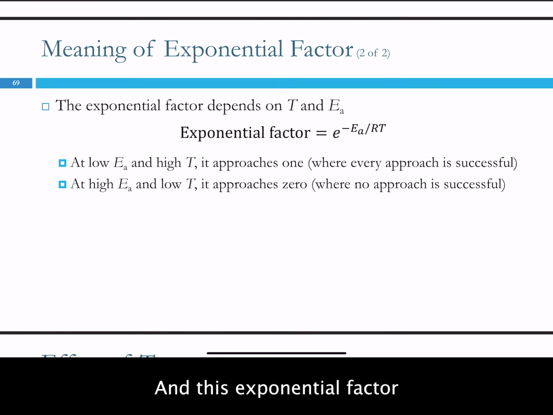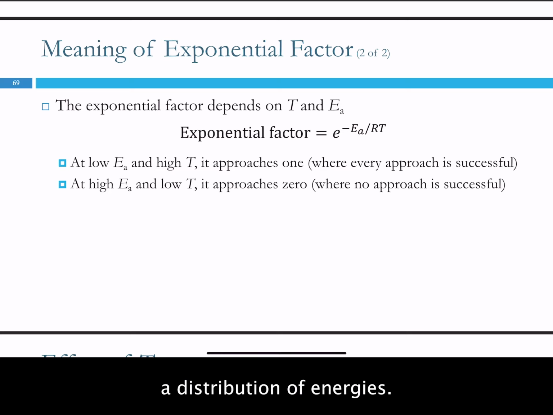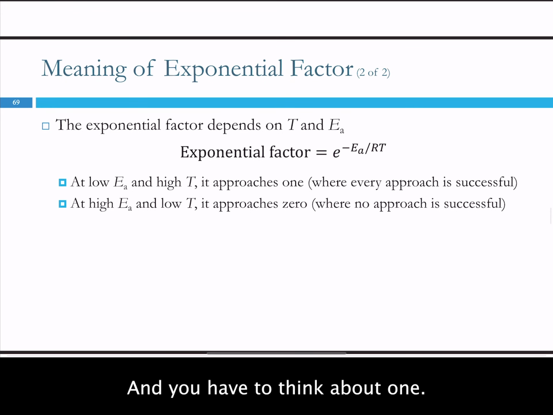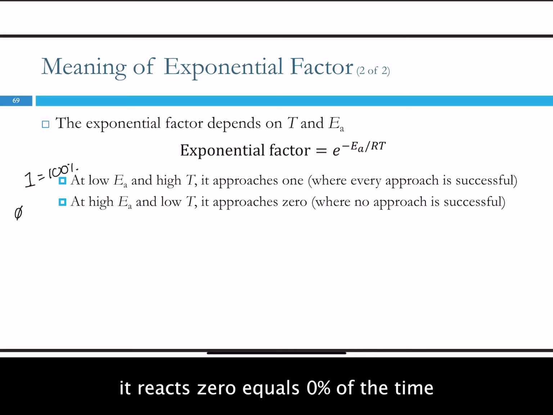And this exponential factor actually represents a distribution of energies. And you have to think about 1. So if this is 1, 1 is 100% of the time it reacts. 0 equals 0% of the time it reacts. So if my activation energy increases, does my exponential factor get closer or farther from 1?